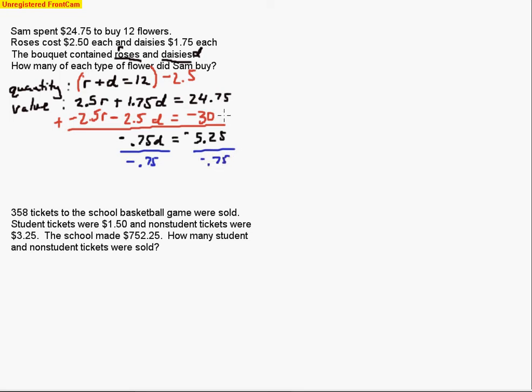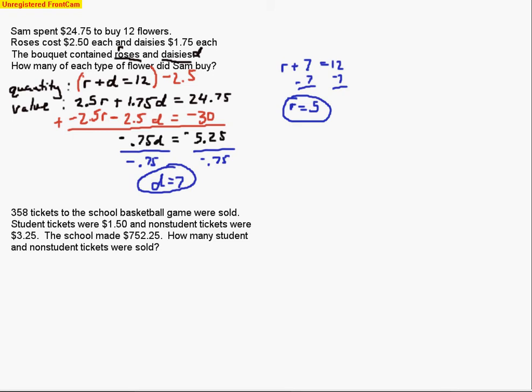So we divide by 0.75, and this will equal 7. There it is. D equals 7. So now we know the number of daisies we bought. It's easy to substitute that 7 back in for D and find the number of roses. R plus 7 equals 12. All you have to do is subtract that 7, and R is 5. So 5 roses, 7 daisies was the answer.